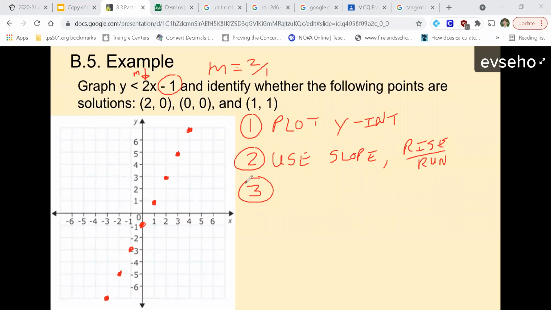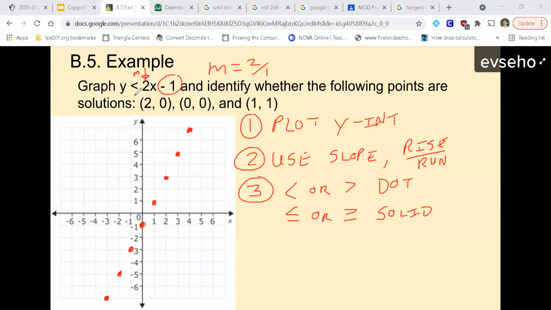Step 3. You then have to decide whether or not this is going to be a dotted or solid line. Remember that if it's this or this, you use a dotted line. If it's this or this, you do a solid line. If it has the or equal to, then points on the line are also solutions, right? Because they could be equal to. If it doesn't, then points on the line are not solutions. And to indicate that, we use a dotted line.